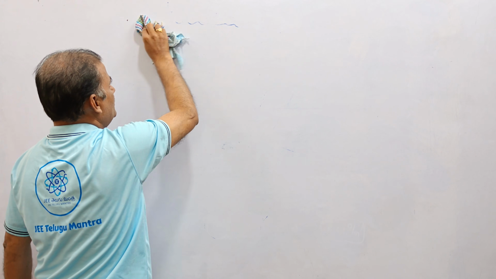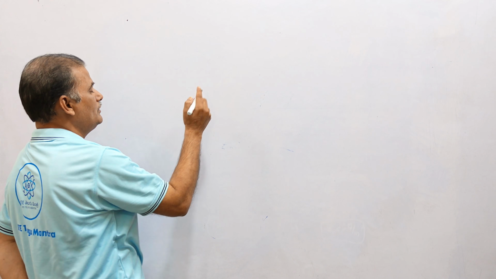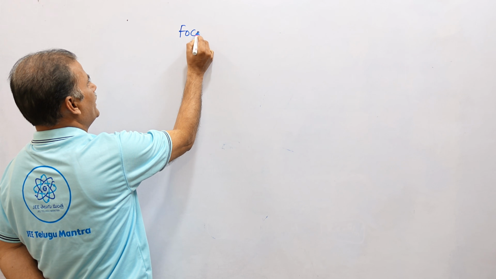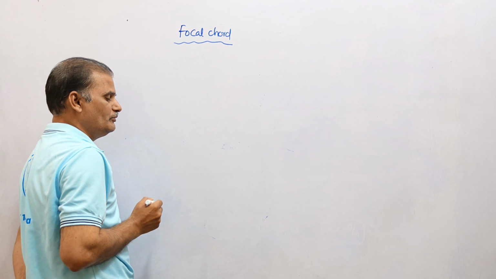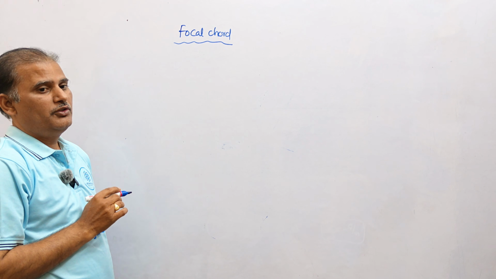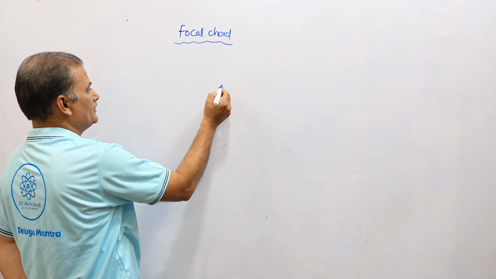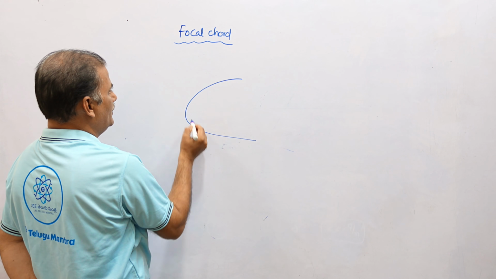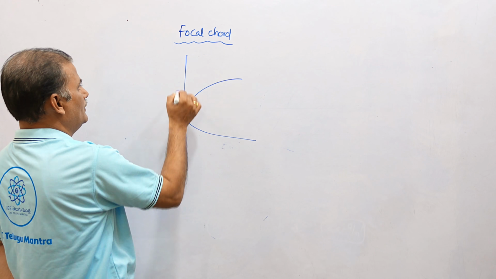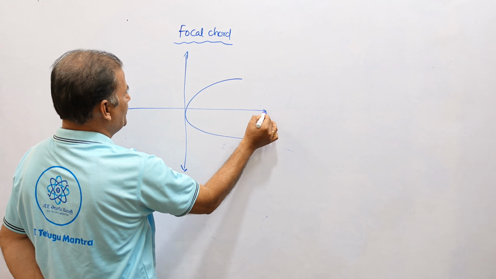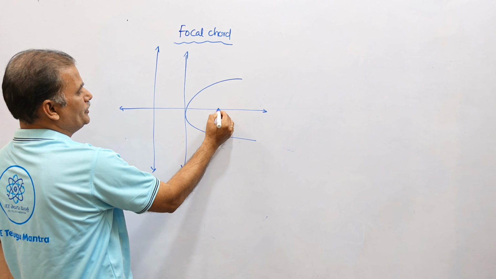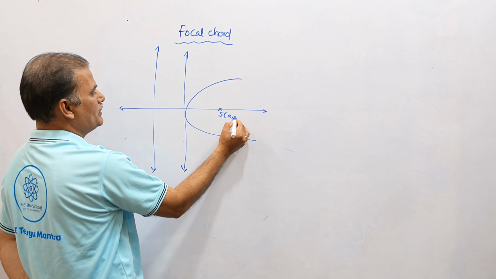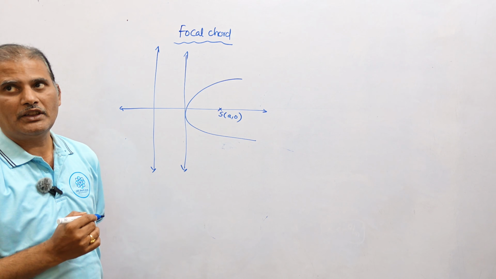Now we discuss focal chord. In the first video we forgot regarding focal chord. Latus rectum we discussed already, but focal chord we didn't discuss. It's very easy. Here it is a parabola. Now this is the axis of the parabola and this is the directrix. Now this is the focus. Yes, (a, 0) is the focus of the given parabola.